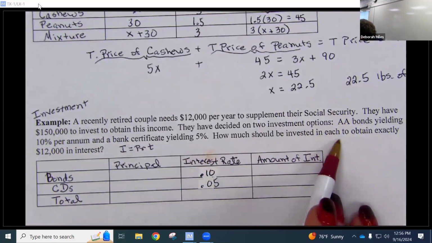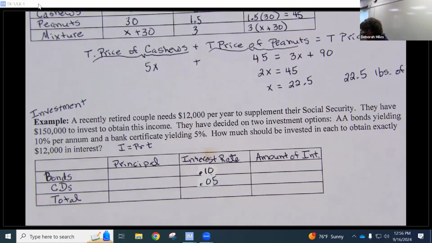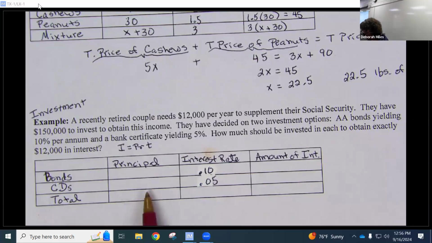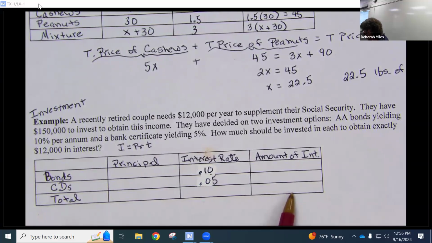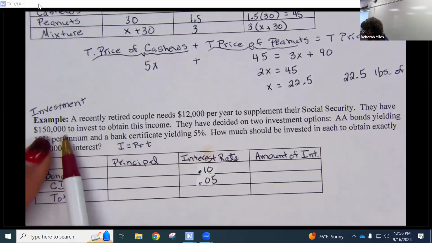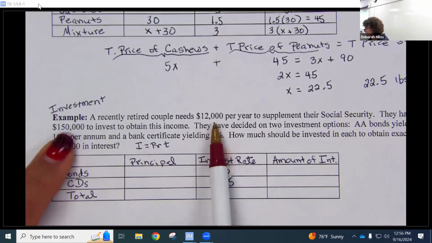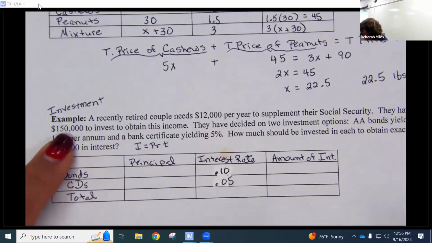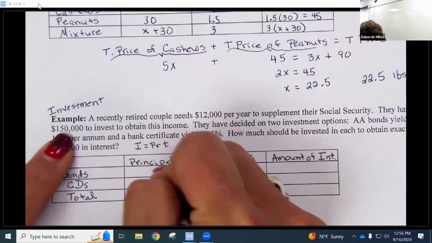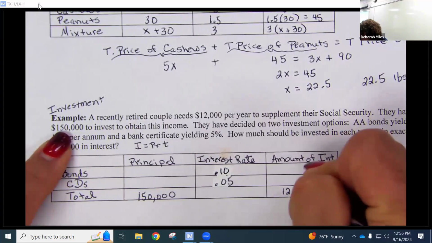All right. Now, what's the 12,000? I know it's total, but is it total principal or total amount of interest? And the other number is 150,000. One of these two numbers is the amount of interest and one's the principal. One has to be the principal. They're investing, exactly right. Their principal is 150,000. Their amount of interest is what they're wanting to earn.